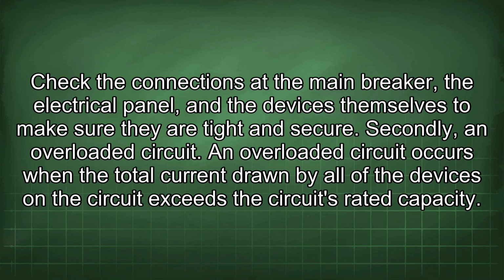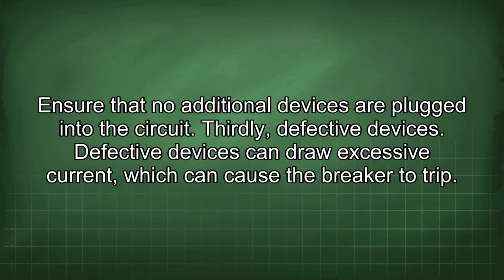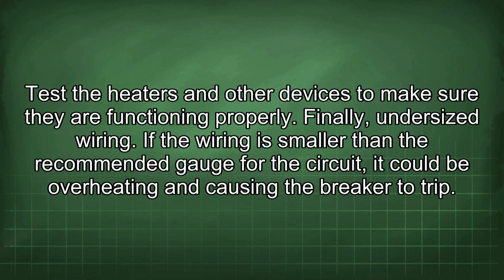An overloaded circuit occurs when the total current drawn by all of the devices on the circuit exceeds the circuit's rated capacity. Ensure that no additional devices are plugged into the circuit. Thirdly, defective devices. Defective devices can draw excessive current, which can cause the breaker to trip. Test the heaters and other devices to make sure they are functioning properly. Finally, undersized wiring. If the wiring is smaller than the recommended gauge for the circuit, it could be overheating and causing the breaker to trip.